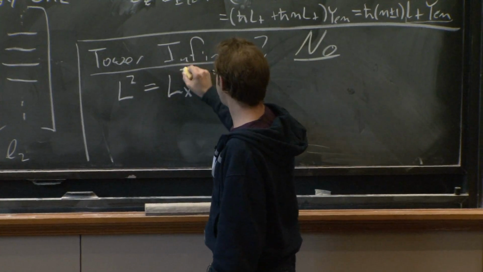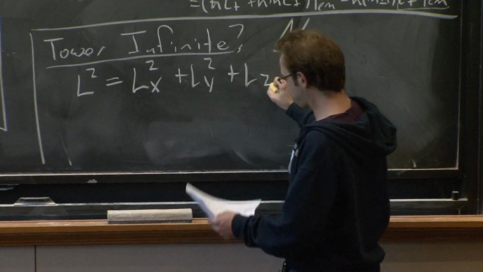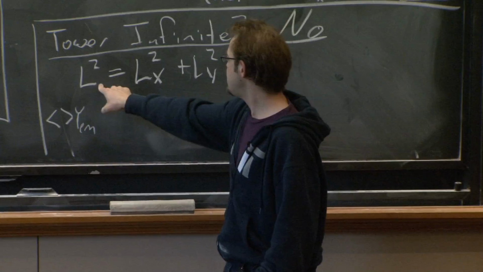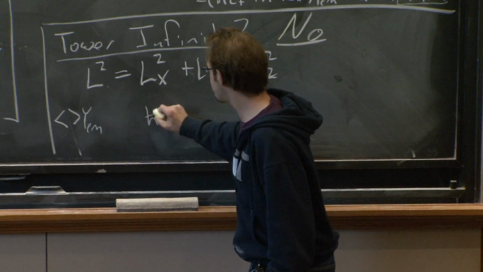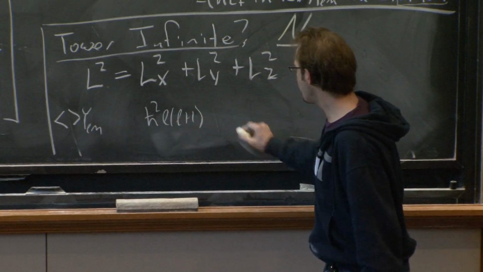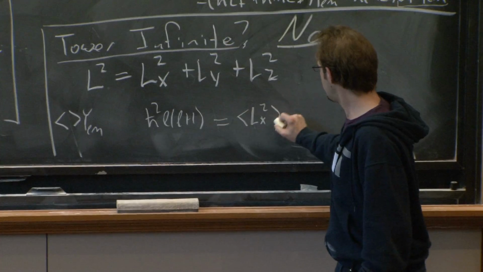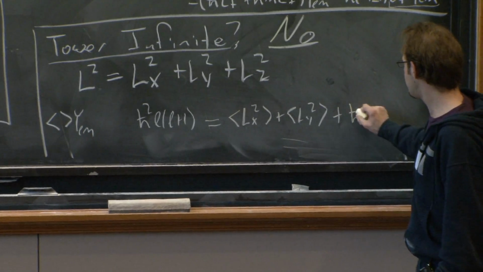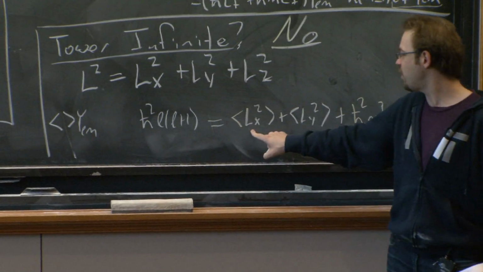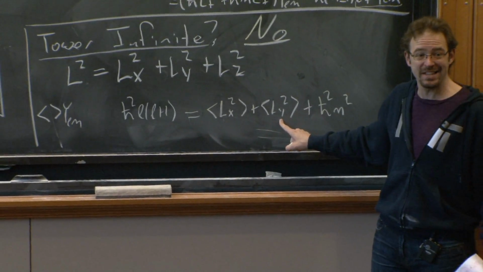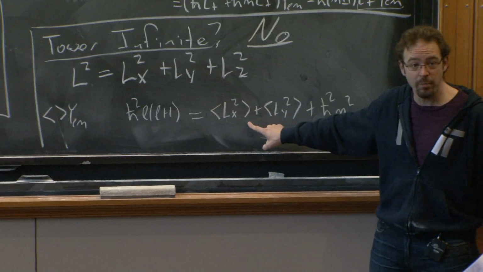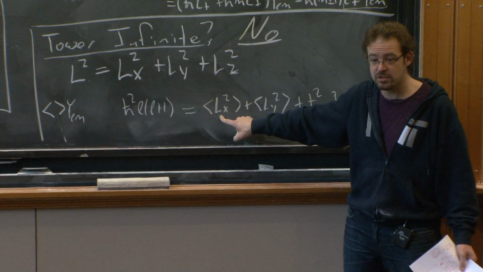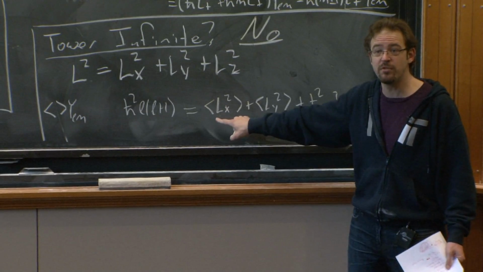L squared is equal to, just from the definition, Lx squared plus Ly squared plus Lz squared. Now let's take the expectation value in the state Y_LM of both sides of this equation. So on the left-hand side, we get h bar squared L(L plus 1). And on the right-hand side, we get the expectation value of Lx squared plus the expectation value of Ly squared plus the expectation value of Lz squared. But we know what the expectation value of Lz squared is: h bar squared M squared. But the expectation values of Lx squared and Ly squared are positive, because this can be written as a sum over all possible eigenvalues of Lx squared, which is the square of the possible eigenvalues of Lx, times the probability distribution. That's a sum of positive numbers.